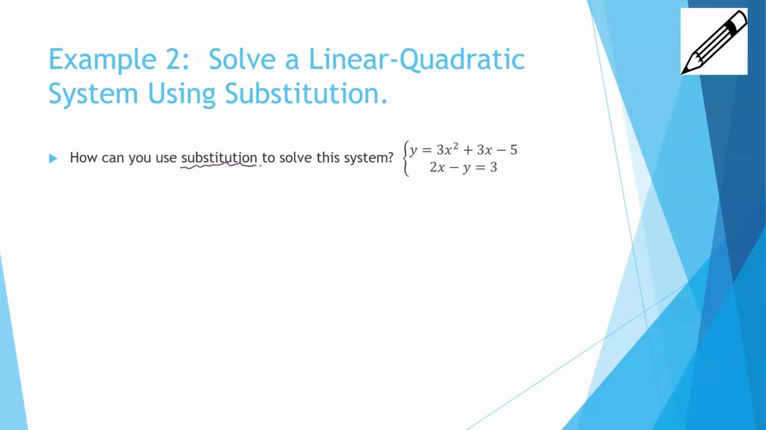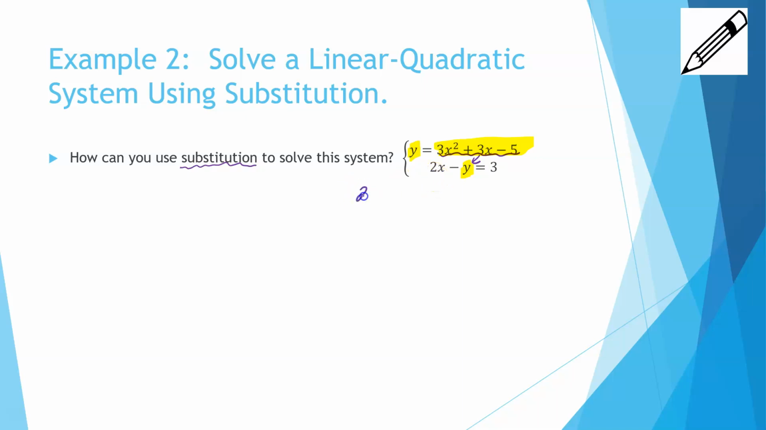You've done this before with linear systems where you have 2 linear equations, and now it's just a little more complex. The idea of substitution means that if I know y is equal to 3x squared plus 3x minus 5, I am allowed to substitute that for this y in the other equation. I do recommend taking the quadratic part and substituting it into the linear. Sometimes it's just a little bit easier.